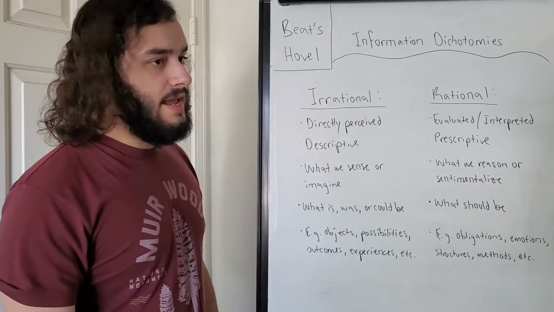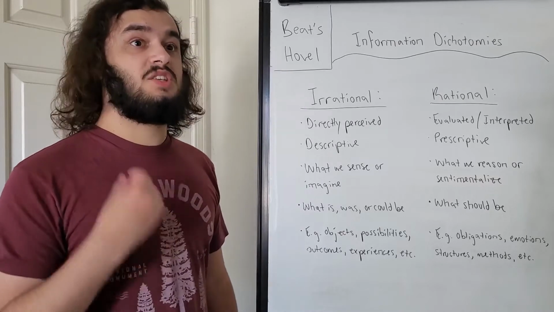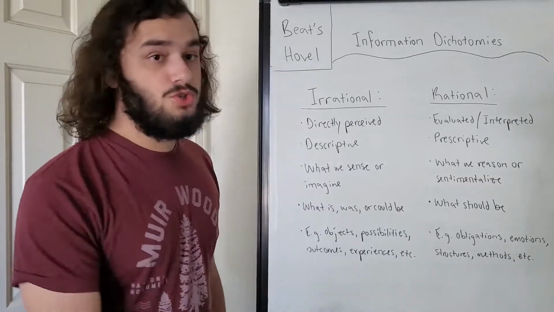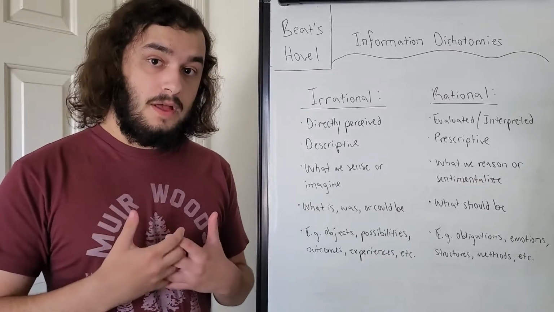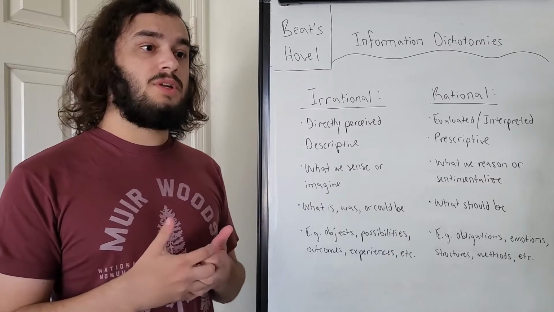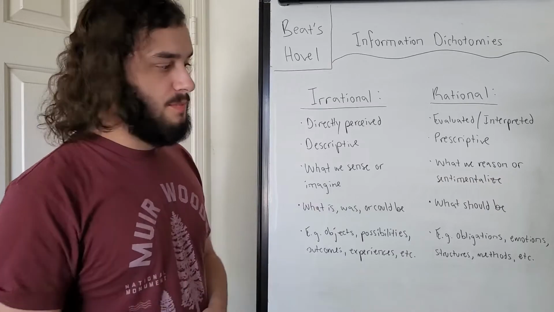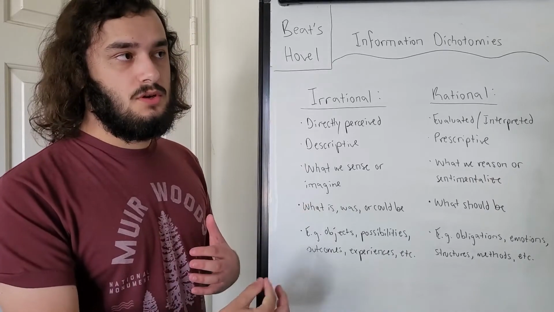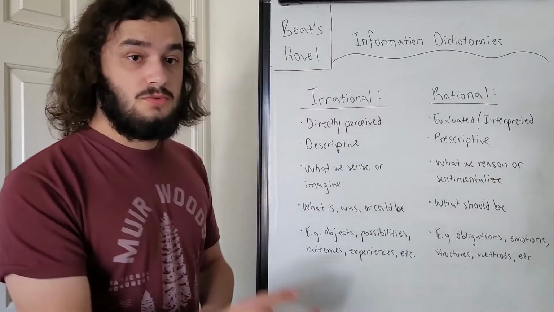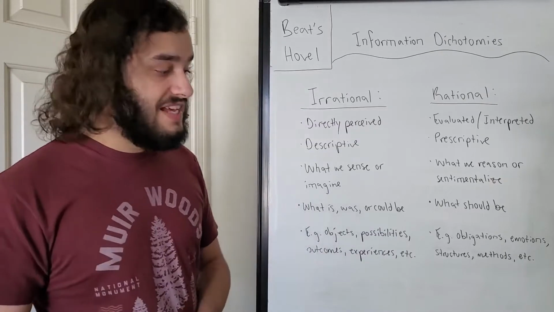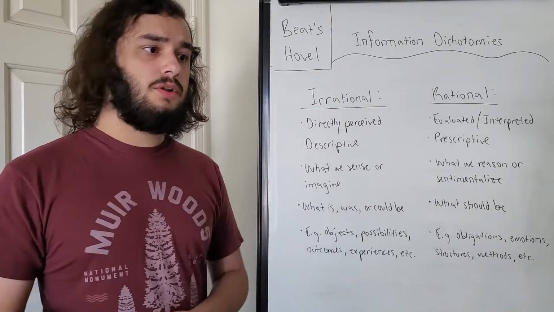And then for examples for rational pieces of information, we have obligations, things that you're expected to do. Emotions, things that you feel inside. Now note how the feeling itself might be irrational, but the emotion and quality that you ascribe to the feeling is rational information. So in that way, emotions are mostly rational. Structures, so things that are built up, ordered sets. Methods, heuristics that we employ to deal with the world.